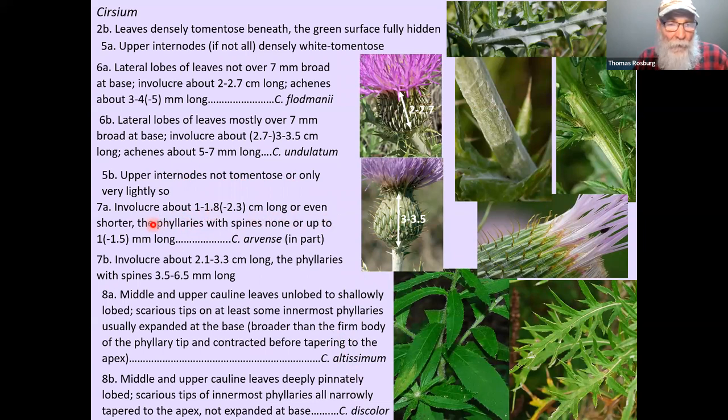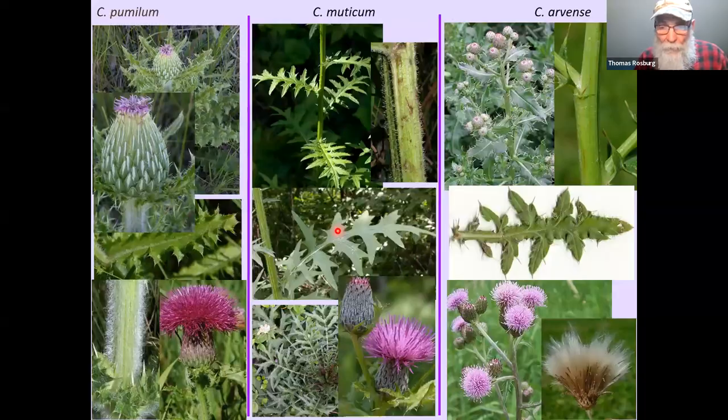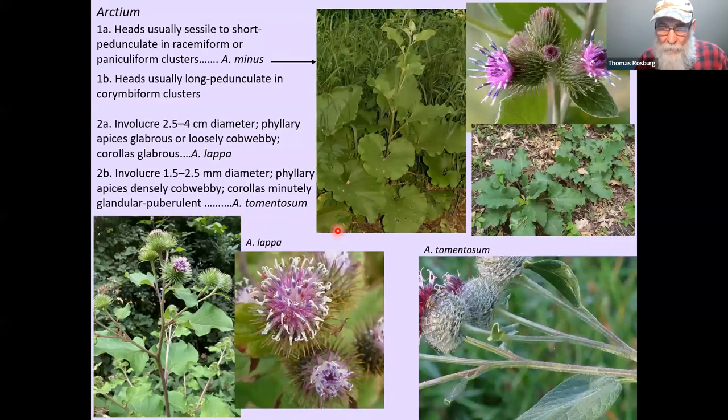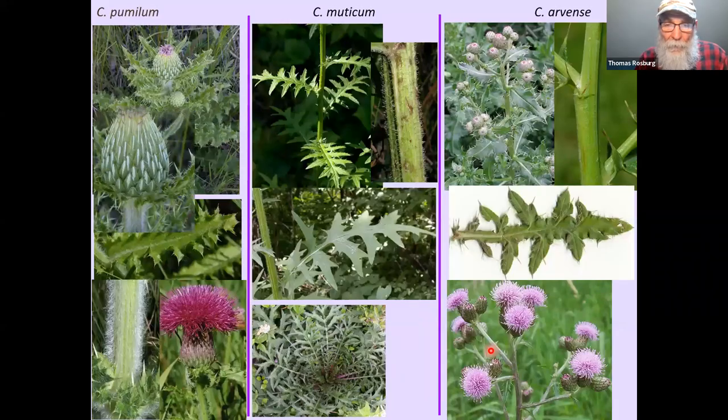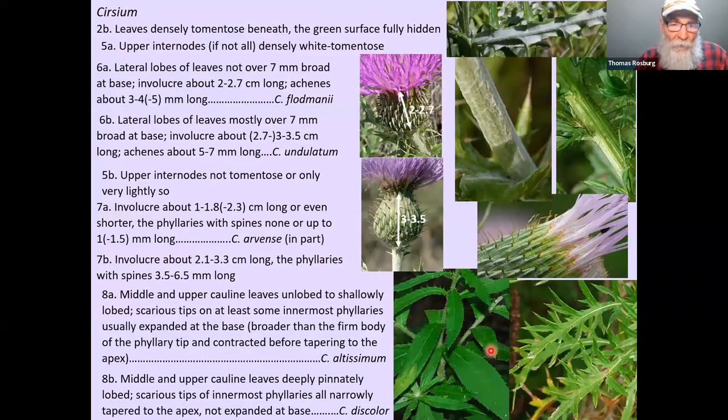The involucre has really short little spines. The phyllaries with spines none are up to about 1 millimeter long. I don't have a picture of it here. The picture was on the previous one. So again, back here, these right here. That's the size we're looking at right here. Phyllaries with spines none are up to 1 millimeter long.